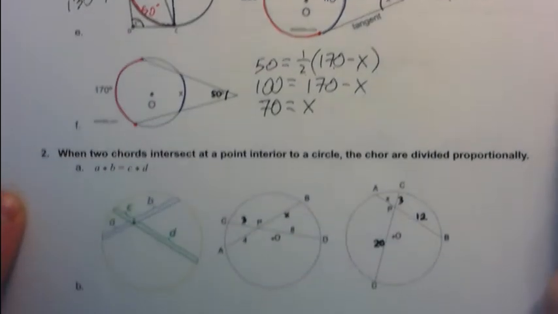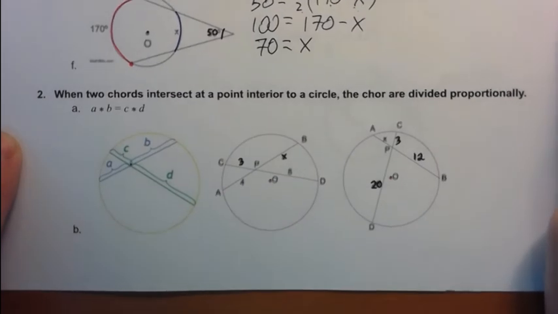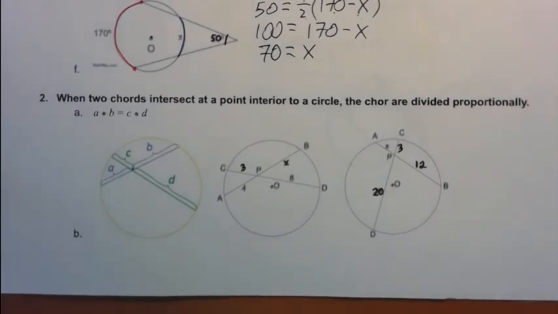Part 2 is probably the most straightforward of all these. When you have chords in a circle that intersect at any point inside, the chords are divided proportionally. So this means that if you look at our first example on the left, A times B has to equal the same as C times D. So really easy stuff here.